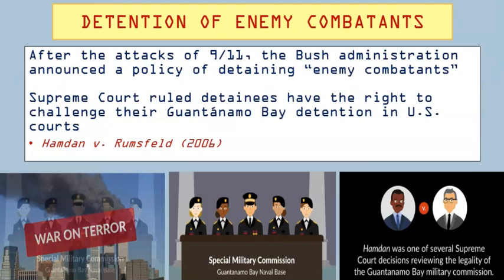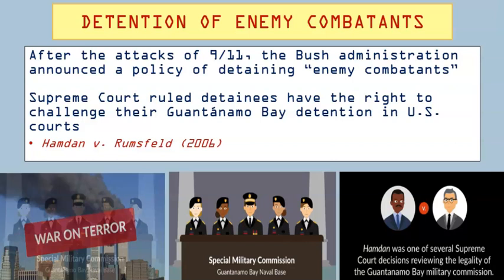And enemy combatants are allowed. The problem with that is determining whether or not someone is an enemy combatant. After the attacks of 9/11, the Bush administration announced a policy of detaining enemy combatants. The Supreme Court ruled that detainees have the right to challenge their Guantanamo Bay detention in the U.S. courts. That was under Hamdan versus Rumsfeld in 2006.